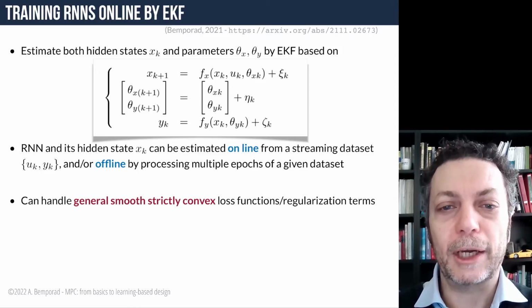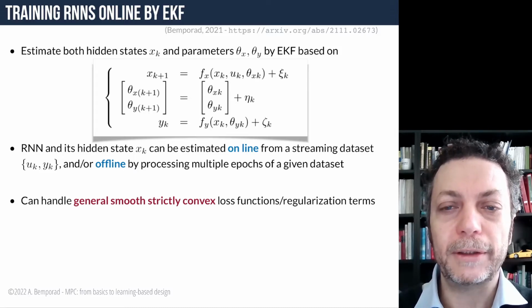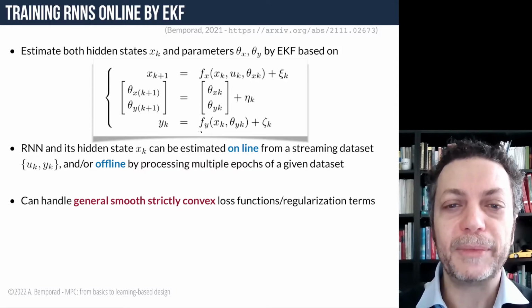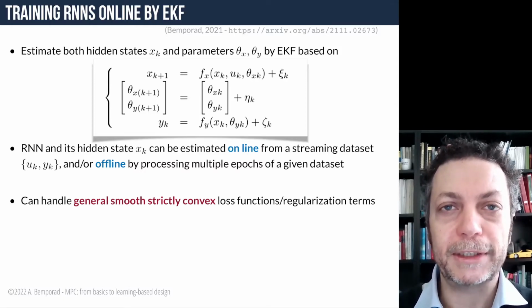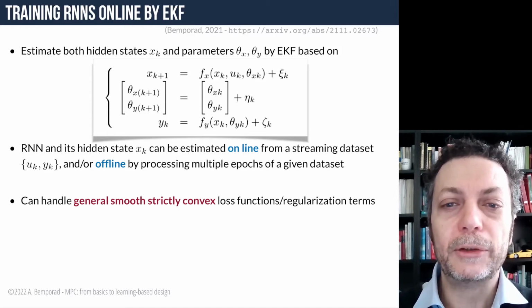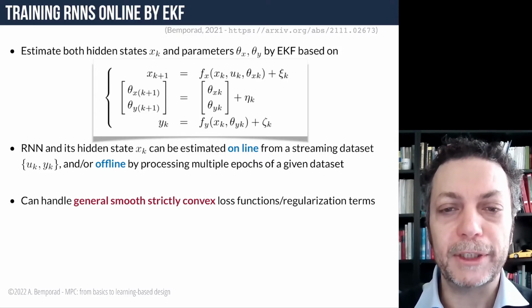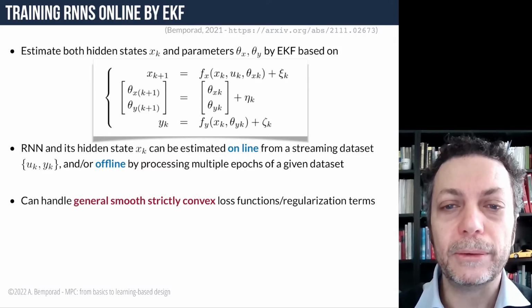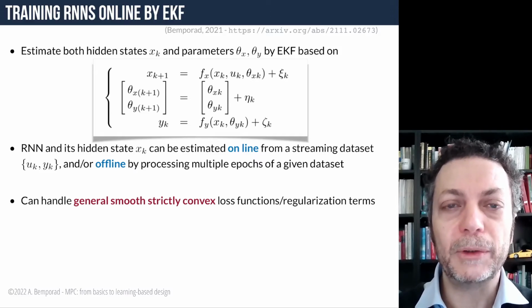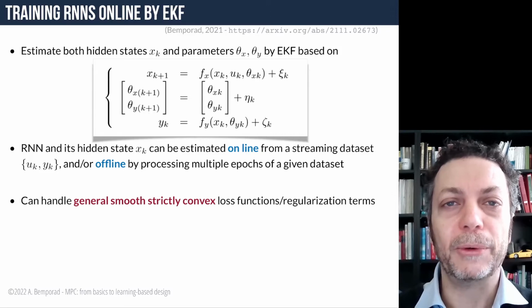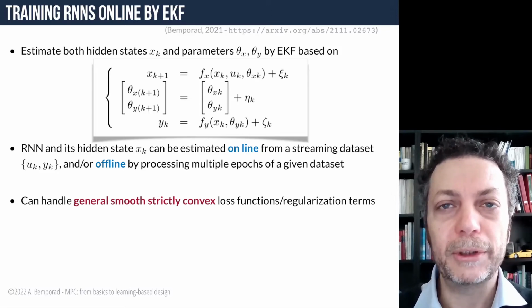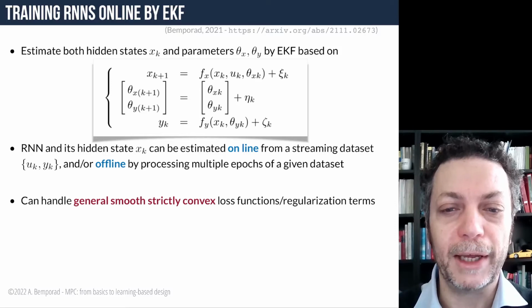You can actually use this approach also offline. So start with, say, random values for theta and run offline the Kalman filter on the training data set you've got from experiments to train the parameter value theta. You can run the Kalman filter multiple times on the same data set, so multiple epochs, to refine the value of theta x and theta y. And then you can use these parameters as initial guesses when you are online to keep refining the model if you want to adapt the model online.